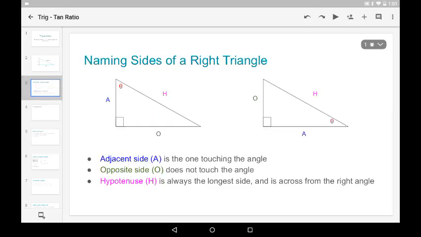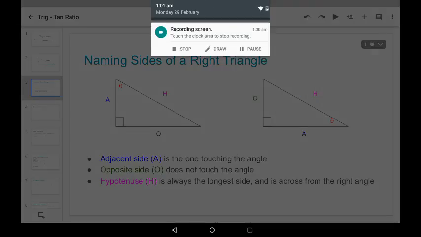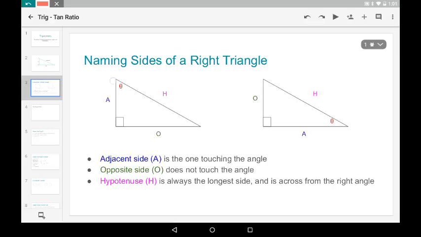for the legs. When we name them, it's always in relation to whichever angle we're talking about. We might be talking about this angle up here, or we might be talking about this angle over here. Either way, whichever one we're talking about determines the names of the sides. This symbol in red here is called theta. It's a Greek letter, and it's used to denote an angle.